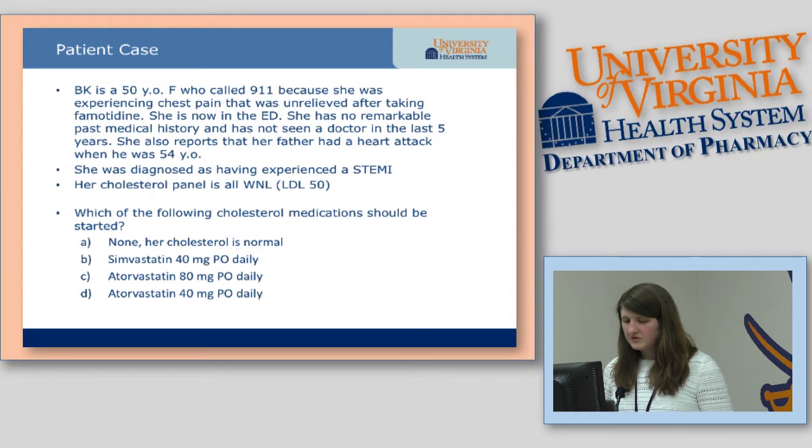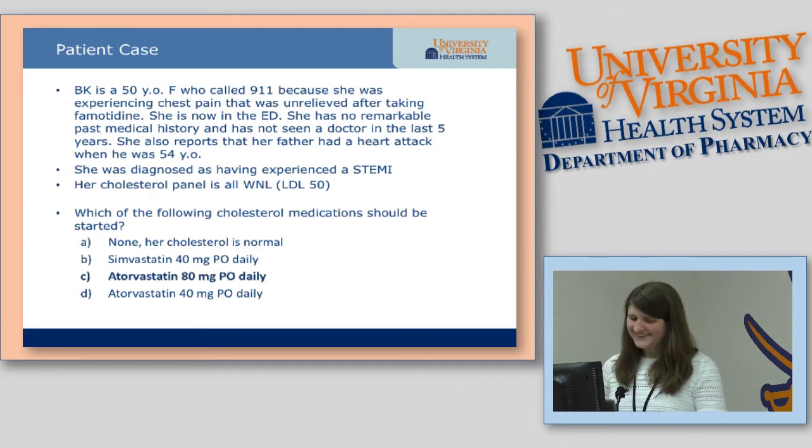After she was seen in the ED, she had an EKG where she was diagnosed as having experienced a STEMI, and her cholesterol panel is all within normal limits with an LDL of 50. So which of the following cholesterol medications should be started? A, none, her cholesterol is normal. B, simvastatin 40 milligrams by mouth daily. C, atorvastatin 80 milligrams by mouth daily. Or D, atorvastatin 40 milligrams by mouth daily.